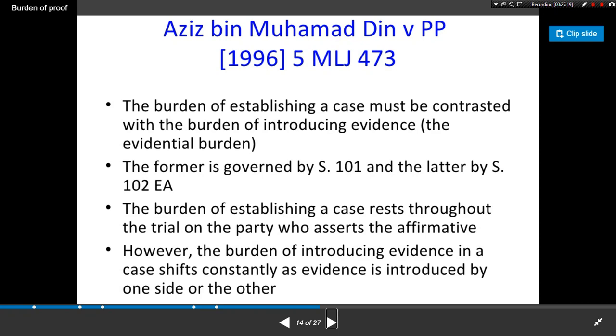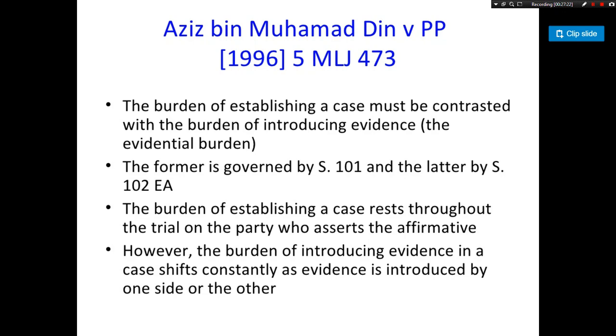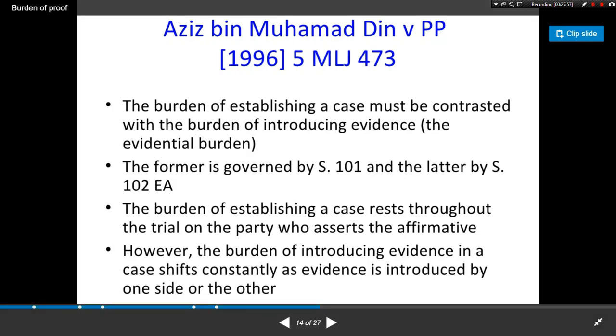Aziz bin Muhammad v PP: the burden of establishing a case must be contrasted with the burden of introducing evidence, the evidential burden. The former is governed by section 101 and the latter by section 102. The burden of establishing a case rests throughout the trial on the party who asserts the affirmative. However, the burden of introducing evidence shifts constantly as evidence is introduced by one side or the other.